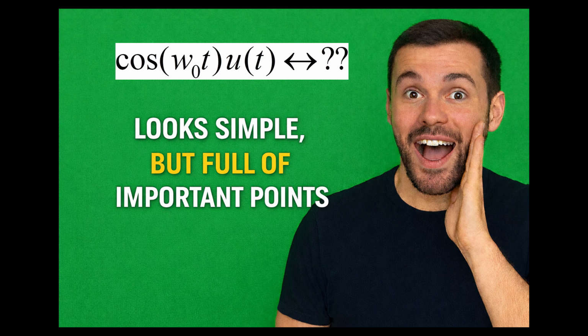Hello everyone, in this video we are going to solve a problem from the topic of the Fourier transform. At first glance the problem may seem simple, but it contains many important and practical points. The problem asks us to find the Fourier transform of cosine omega 0 t multiplied by u(t). To solve this problem we need a few key points. So first, let's mention these points before starting the solution.